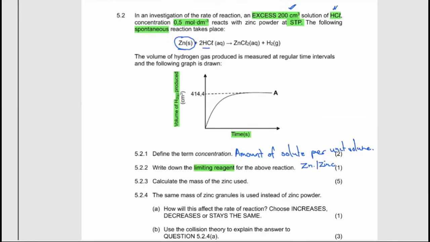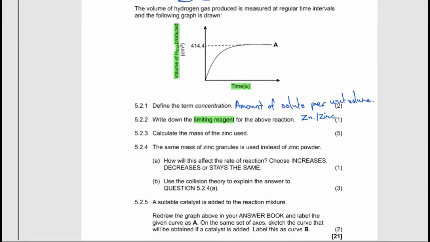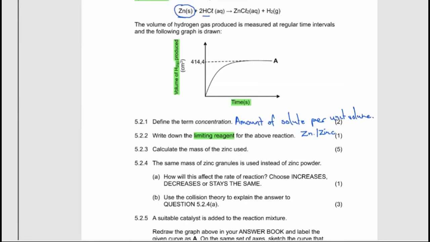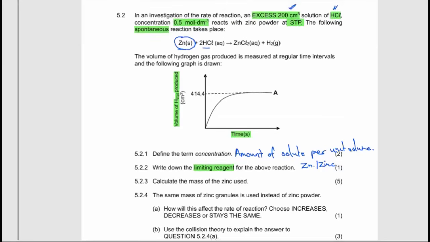Then 5.2.3, they're saying calculate the mass of zinc that is used. So we're looking for the mass of zinc that has been used there. For us to calculate this, let me just use space here. I'm going to start with the number of moles of hydrogen gas that is produced, because this is the volume that you are given there. So the number of moles of hydrogen gas produced is equivalent to V all over Vm. So this is what I'm having.